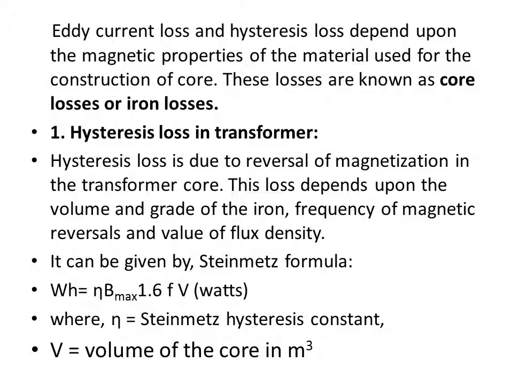This depends upon the volume and grade of the iron, the frequency of the magnetic reversal, and the flux density. It is given in the form Wh = η B_max^1.6 f V watts.